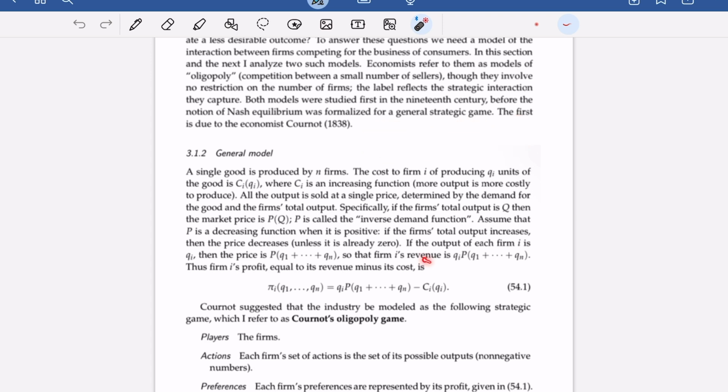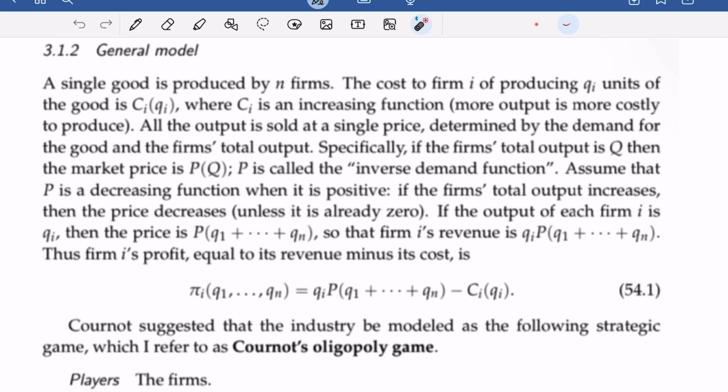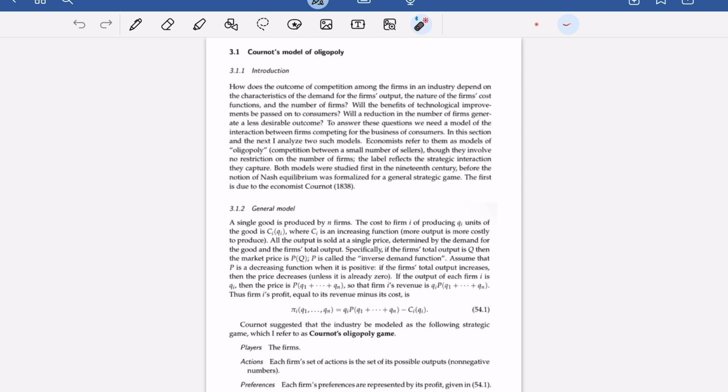And the revenue for each firm is the quantity times the price. So your profit is this quantity times the price, minus your cost. This model is known as the Cournot oligopoly game.